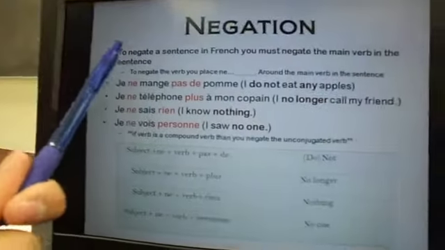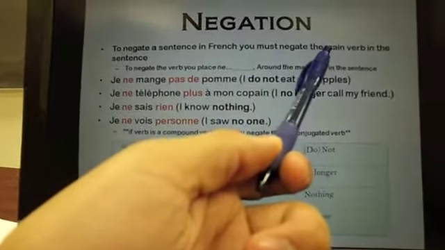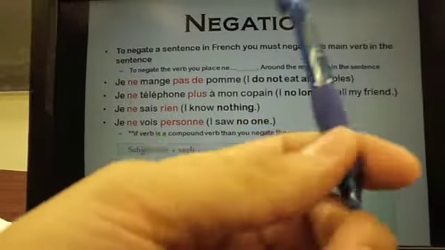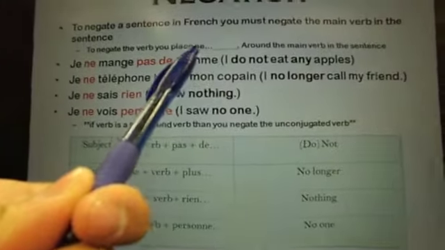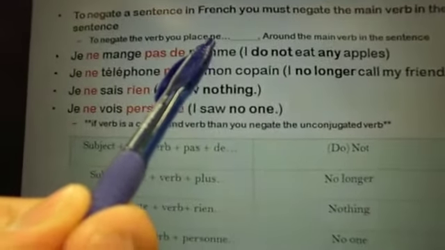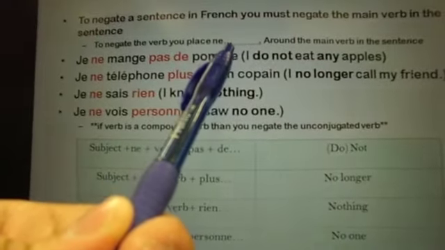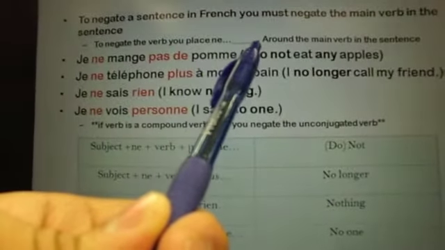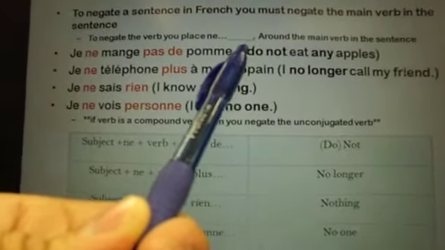So if you would look back here, please. To negate a sentence in French, you must negate the main verb, very key, the main verb in the sentence. So in order to negate the verb, you place the word ne, the verb, and then the ending. There's multiple endings, so I'll further define what those endings could be around the main verb.